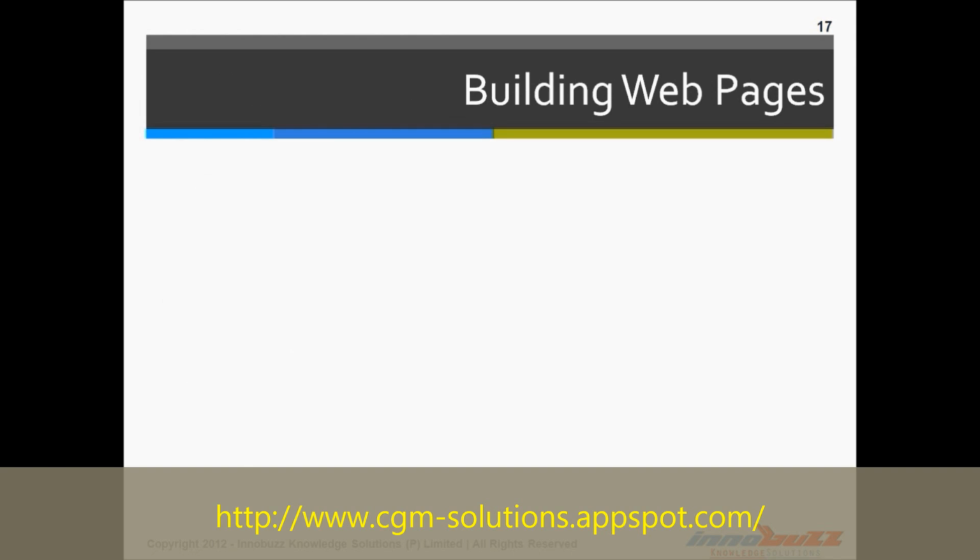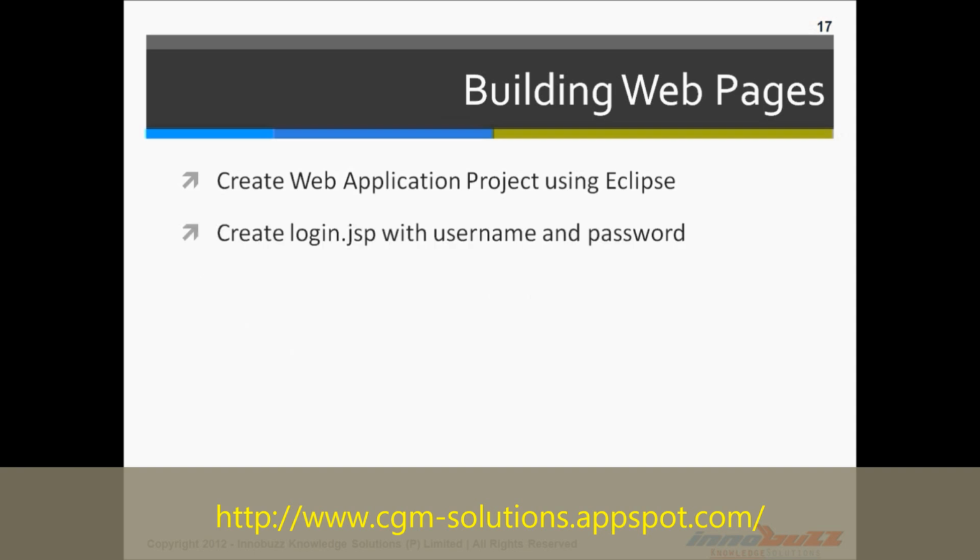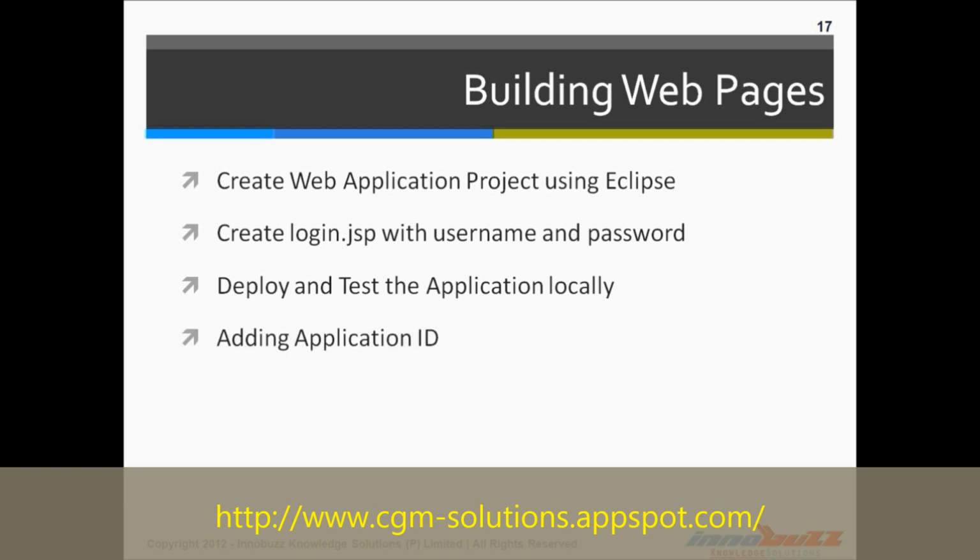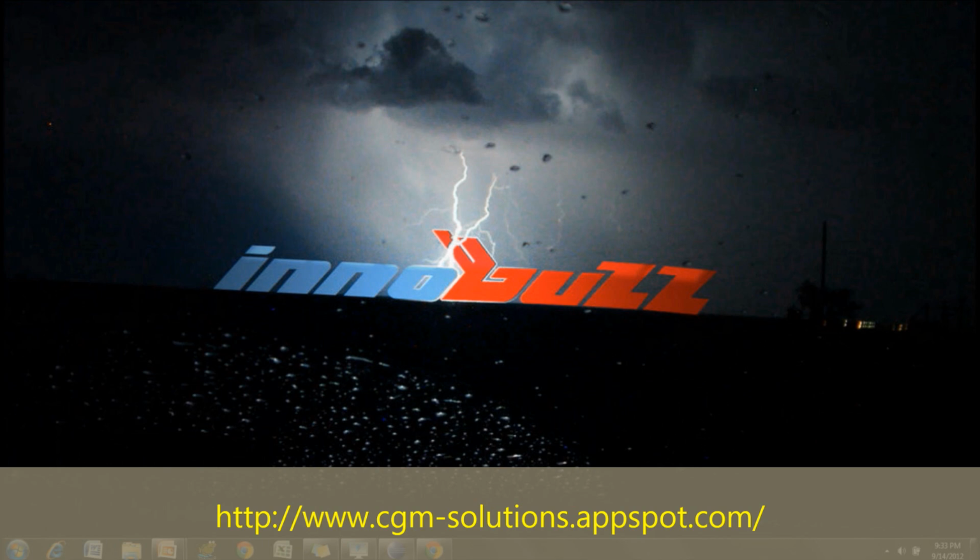Now building the web pages. For this, we'll create a new web application project using Eclipse. In that, we'll create a login.jsp with username and password. Deploy and test this application on our local machine. We will add the application ID which we created previously to our application and deploy that application to the Google App Engine. Now let's go to the Eclipse environment.